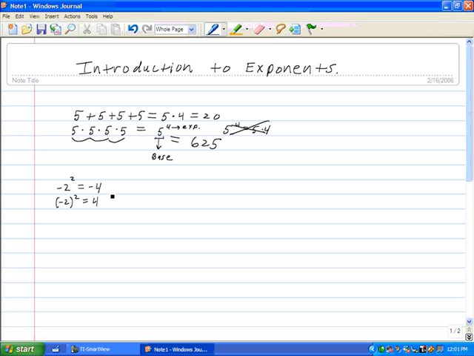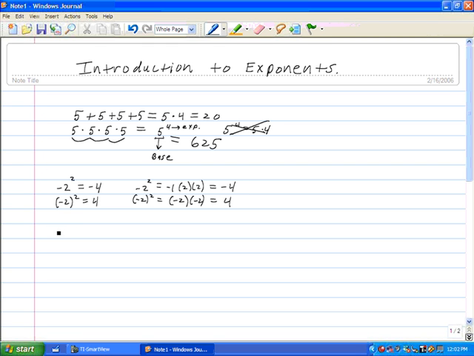We need to think about why we got a negative 4 one time and a positive 4 the next time. The reason is basically because in this first example, the square is only on the 2. It's not on the negative. In other words, this is the same thing as a single negative, or think of it as a negative 1, being multiplied by a pair of 2's, and that's why it turns out negative. In the second example, where the parentheses were present, the negative is squared along with the 2 because it's in parentheses, and that's the reason for the positive result.